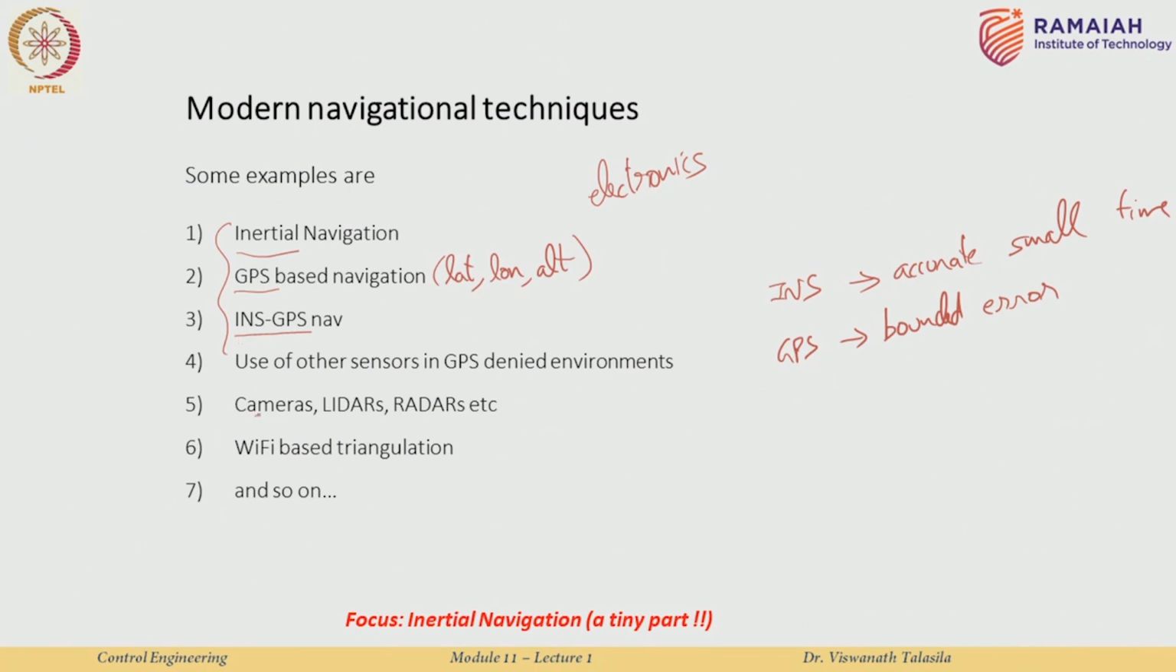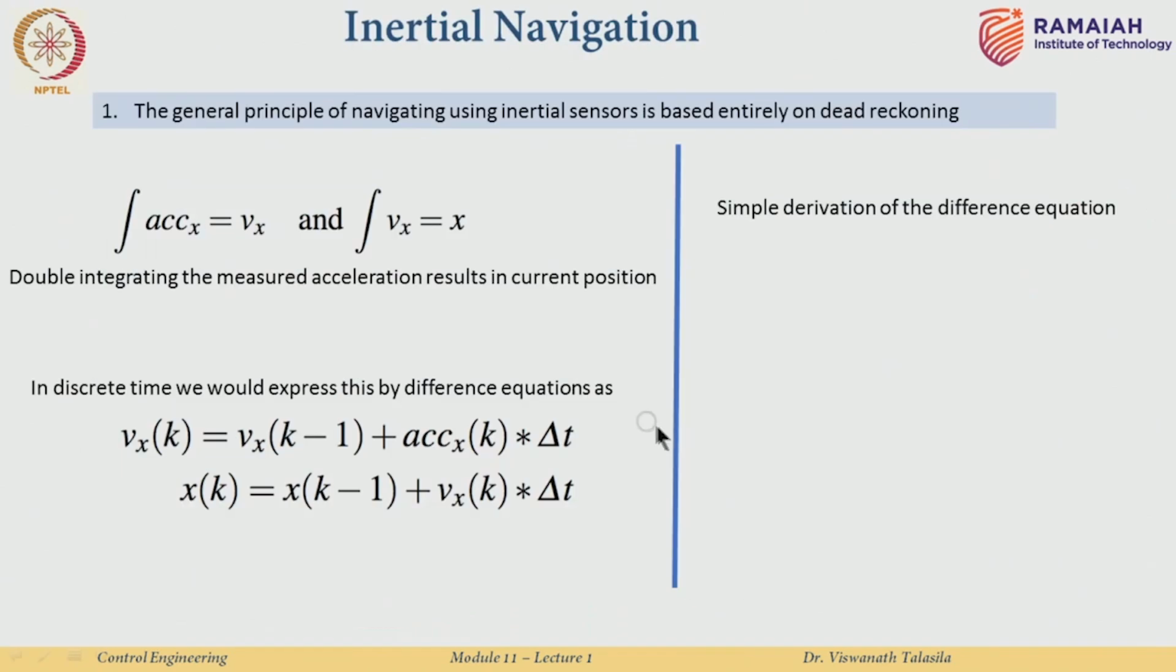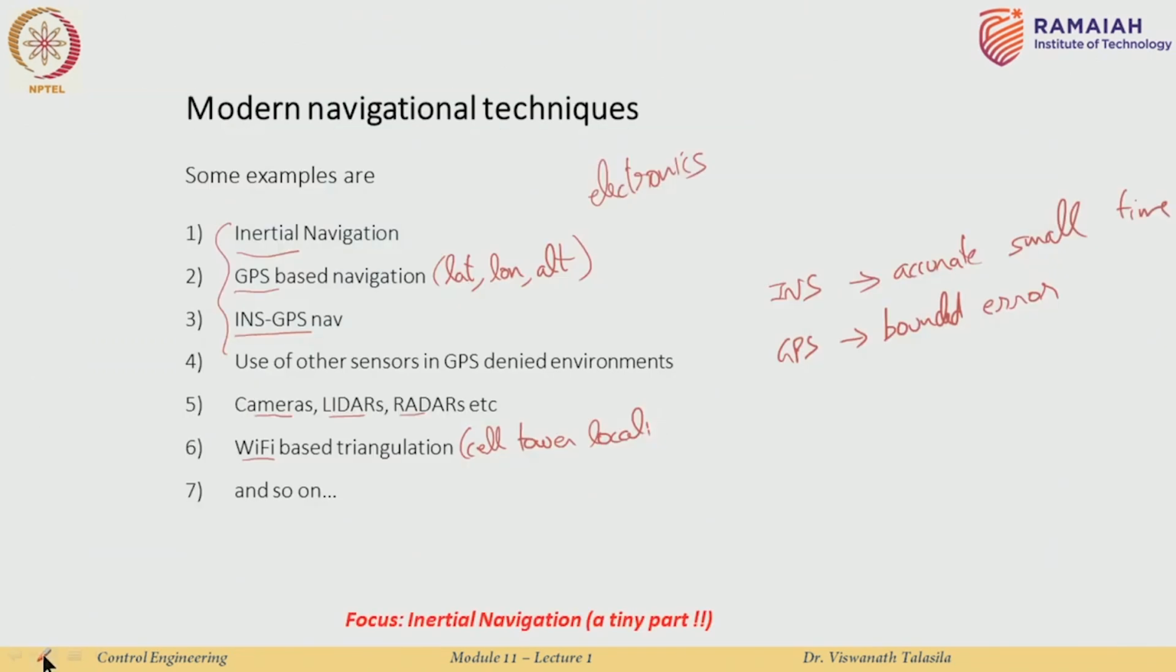Recent research has focused on the use of cameras, laser based ranging sensors and radars to also do navigation. There is also Wi-Fi based navigation. You would have possibly not used Wi-Fi, but you would have used your cell tower based localization when you are booking your Ola or Uber vehicles. So, when actually doing the booking, it shows where your current position is on the map, and that is by the cell tower based localization. Wi-Fi localization is a similar approach based on Wi-Fi signals.